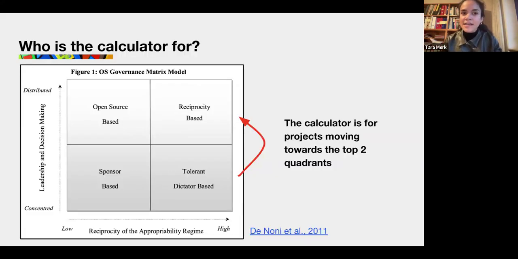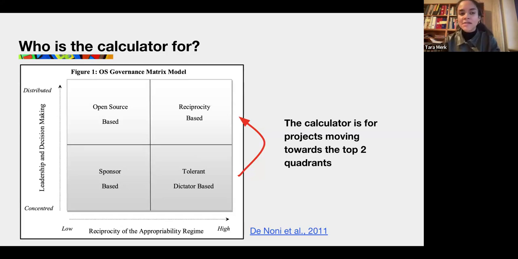So starting with a little bit of the background: a governance transition calculator, you might wonder, who is this thing for? We have built it specifically for open source communities who want to change something in their governance. Here it's important to start by acknowledging that open source projects exist in various different governance styles. There's a little 2x2 that I want to show here that Janani and colleagues put together quite a while ago from observing open source projects and how they are governed.